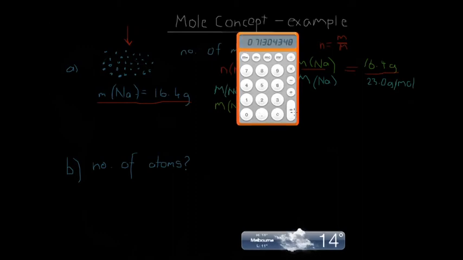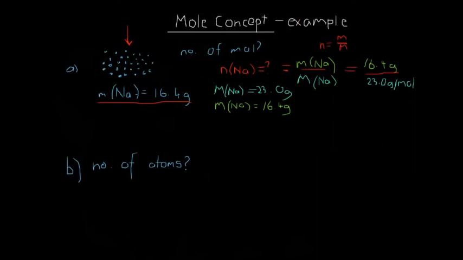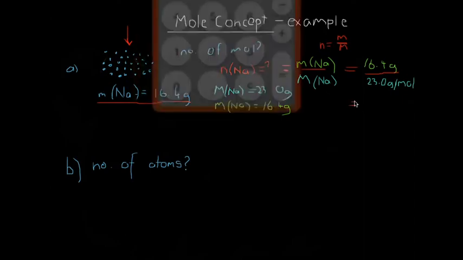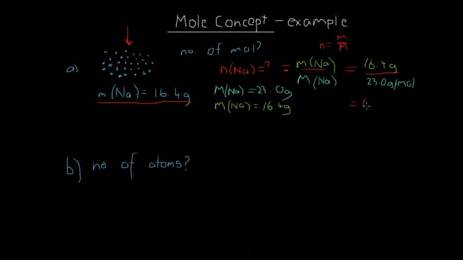So now we know that the mole of sodium is, as we've just calculated, 0.71. We've been given a sample of sodium, we've measured its mass using some scales, and we've come out with this number. This is the number of mole of sodium. What we want to do next is figure out the number of atoms.